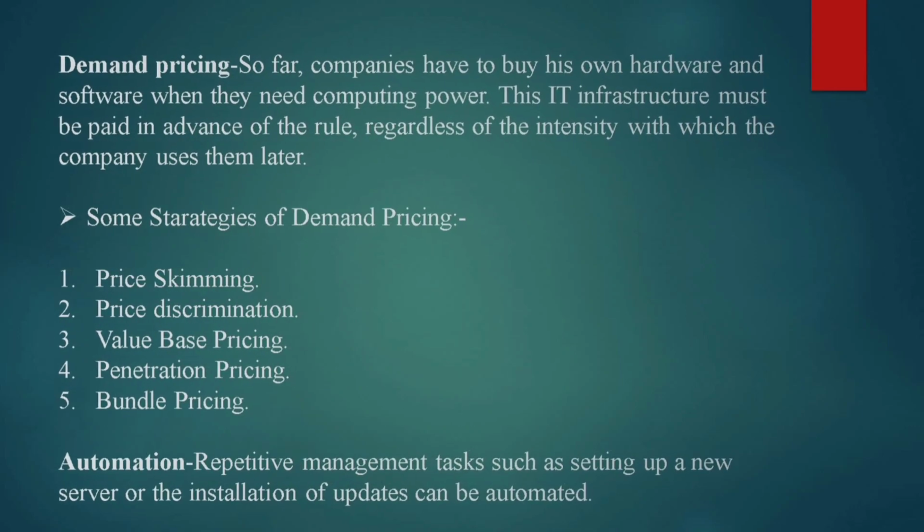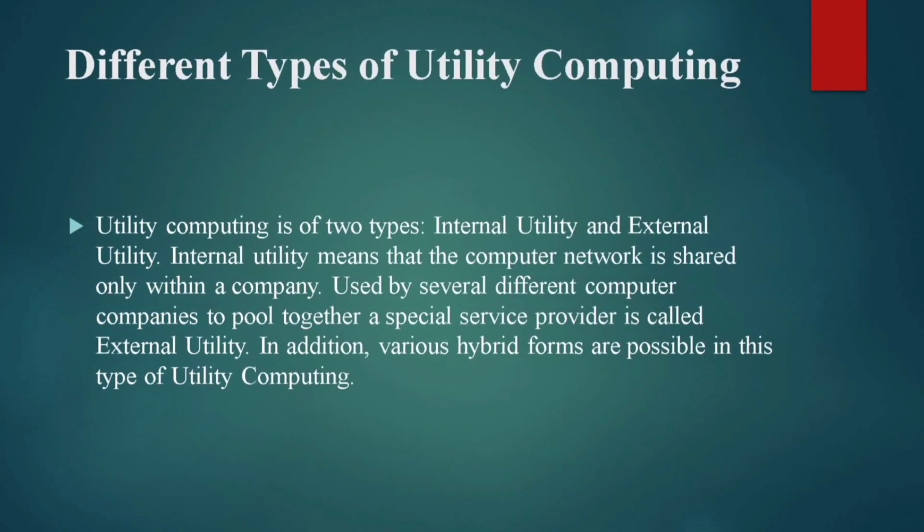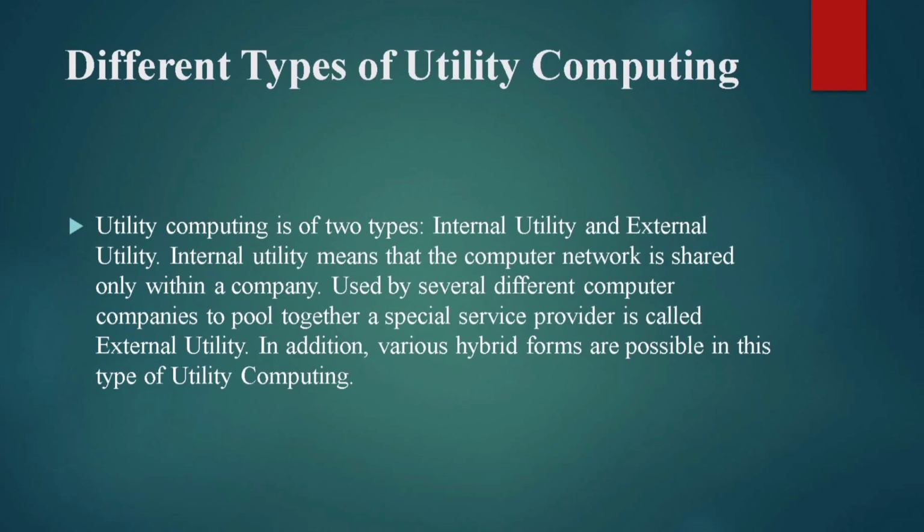Then the next point is different types of utility computing. Utility computing is of two types: internal utility and external utility. Internal utility means that the computer network is shared only within a company. When it is used by several different companies to pool together a special service provider, it's called external utility. In addition, various hybrid forms are possible in this type of utility computing.